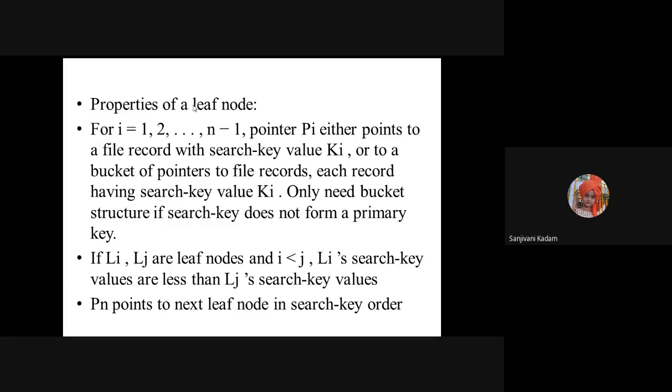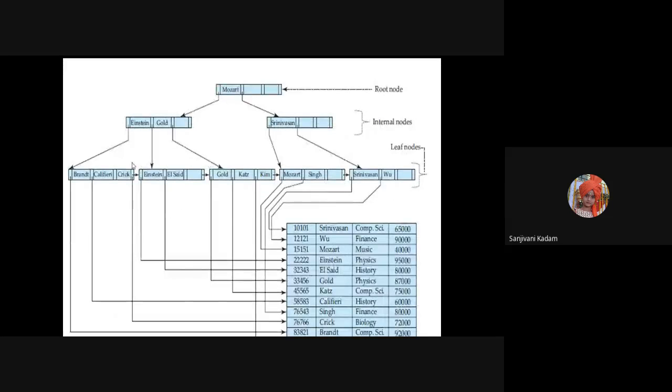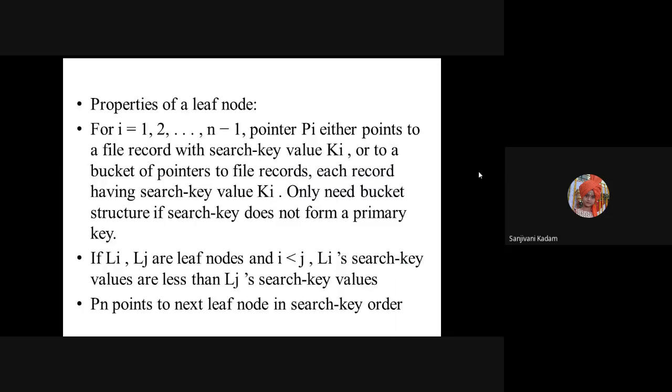Actually, we are studying the leaf node. That's why we must consider only this node, Einstein. So this is my K1, this is my K2, and this will be pointing to the actual record. Yes, the actual record is there, Einstein, or this is pointing to a bucket of pointers to the file records.